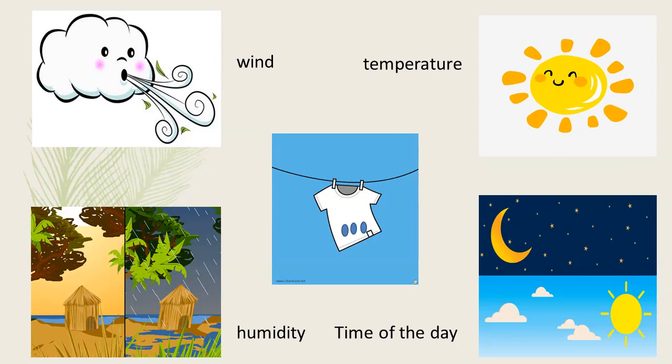Humidity. What is humidity? We have two situations over here. One is sunny, the other is rainy. When it is sunny, the air is dry. When it is raining, the air is wet. So it is humid. On dry days, the air can hold more water vapor. So transpiration will happen quickly during the dry days, not during rainy days or when there is more humidity.